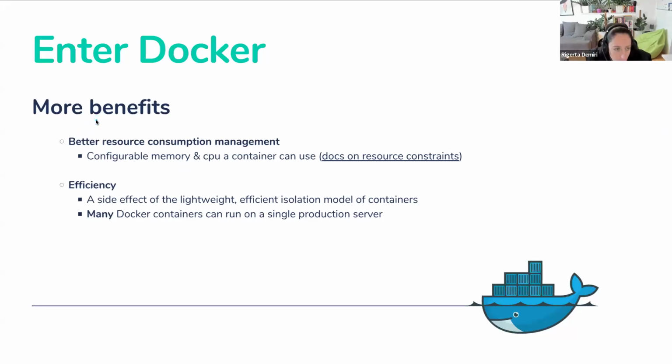Extra benefits that we get by using Docker are better resource consumption management, and I will share this with you in the end, so you will have access to all of the links. But this is just a link to the official documentation on resource constraints for Docker. And efficiency, of course, because these packaged applications via Docker are very, very lightweight. It does not cost a lot of memory or CPU for your machine to actually run a Docker container.